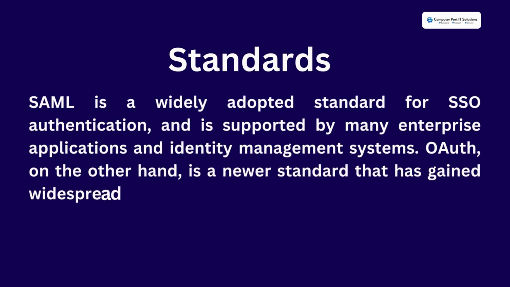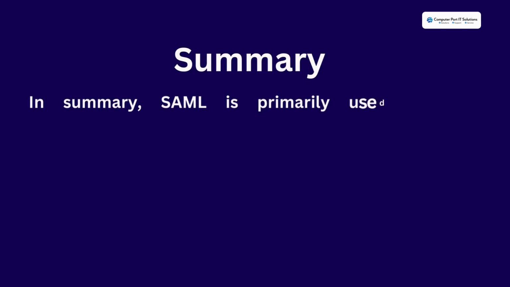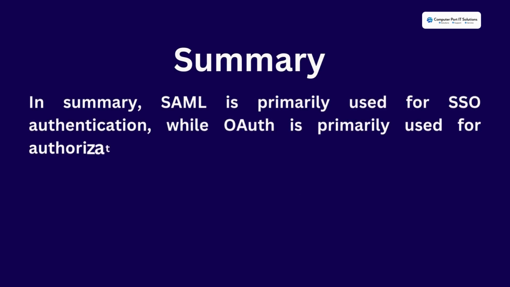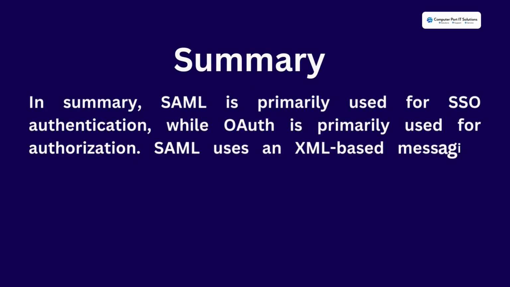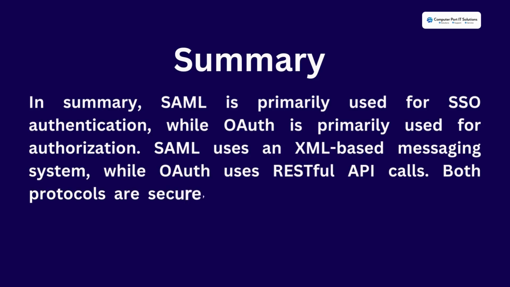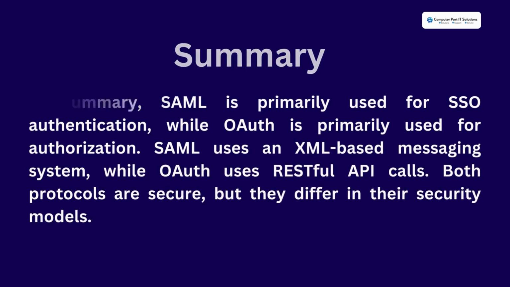OAuth, on the other hand, is a newer standard that has gained widespread adoption in the web and mobile application development community. In summary, SAML is primarily used for SSO authentication, while OAuth is primarily used for authorization. SAML uses an XML-based messaging system, while OAuth uses RESTful API calls. Both protocols are secure, but they differ in their security models.